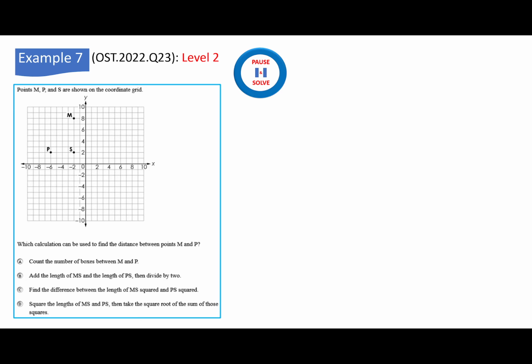Example 7. Points M, P, and S are shown on the coordinate grid. Which calculation can be used to find the distance between points M and P? Distance between 2 points, as I did in the introduction here. So you can create a right triangle here. You need to find the distance between P and M. Look at the options given.